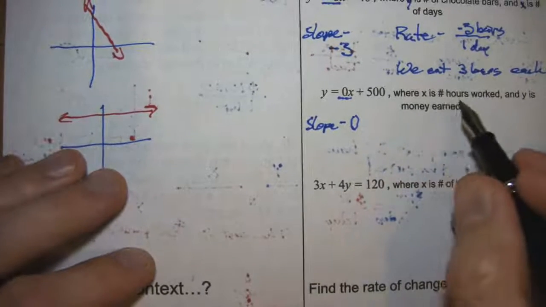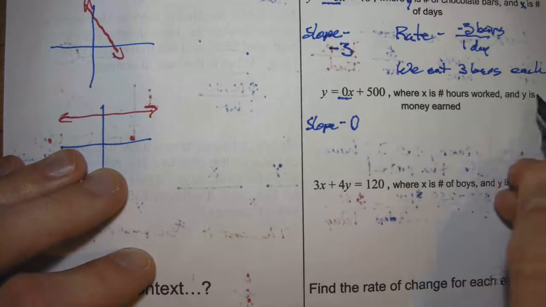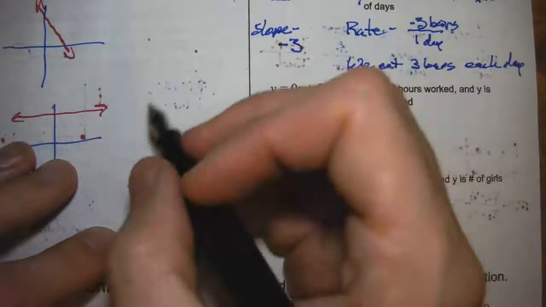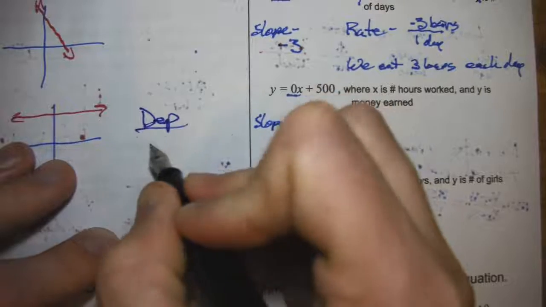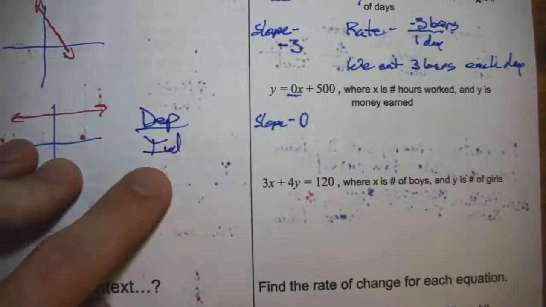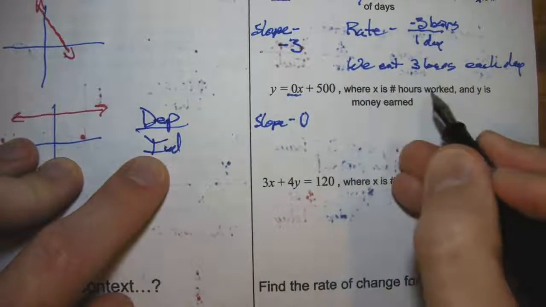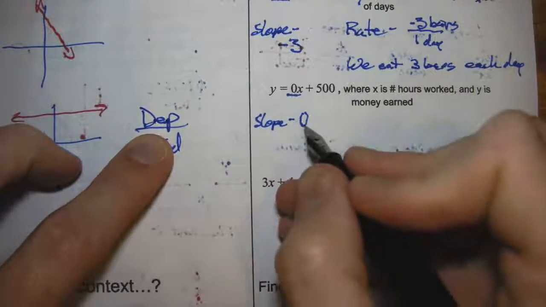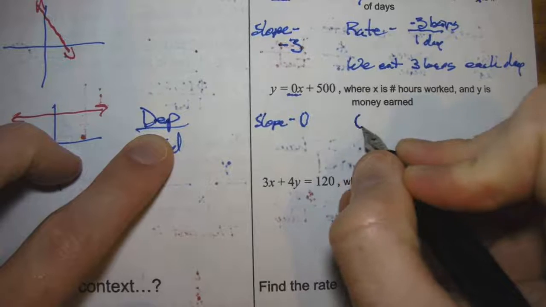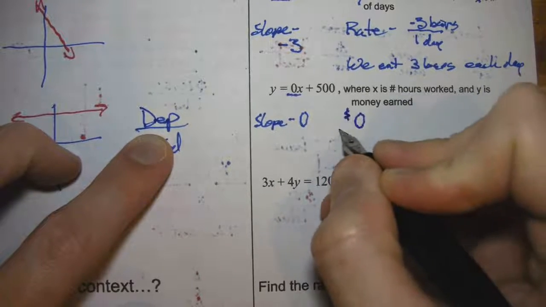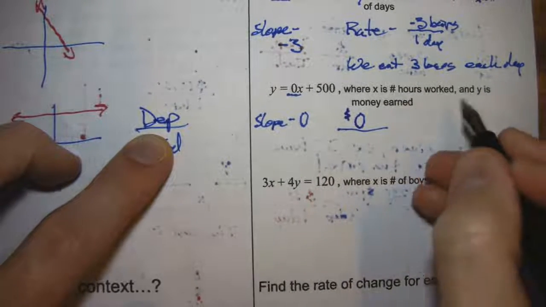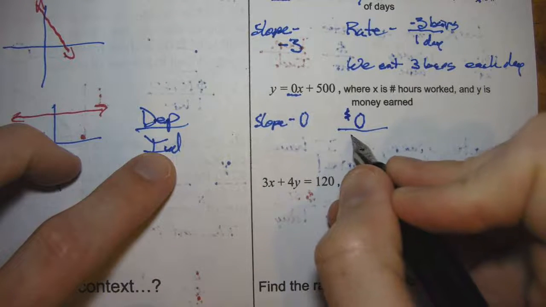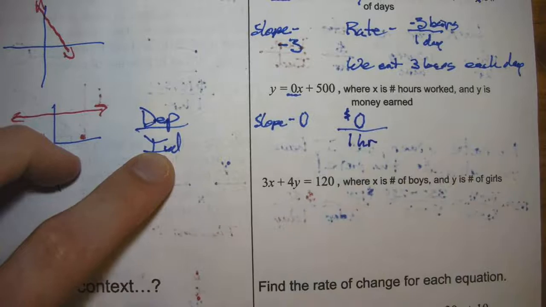It says X is the number of hours worked, and Y is the money earned. All right? Well, remember, dependent over independent is how we write our slopes. So let's figure it out. X is hours worked, so that's independent. Y is the money earned. So take a look. In this case, I would have $0, and then X is the hours worked, so over every 1 hour.